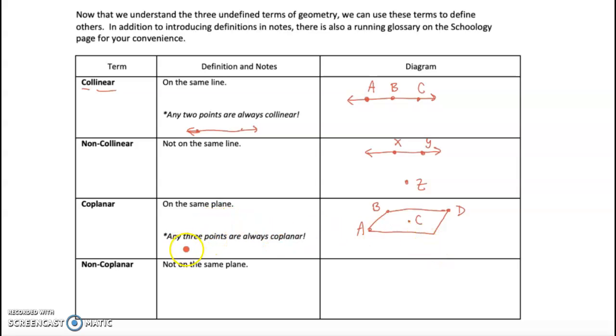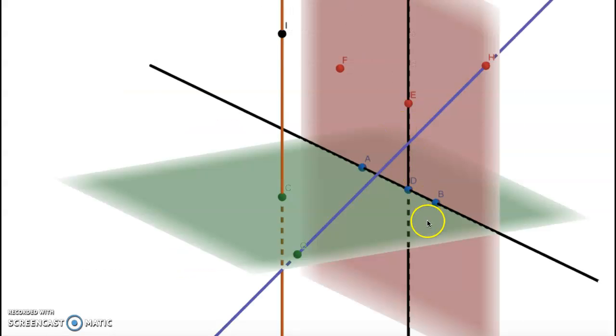And there's a little note here. It says any 3 points are always coplanar. And that's because if you think about it, well, let's go back and look at this sketch maybe.